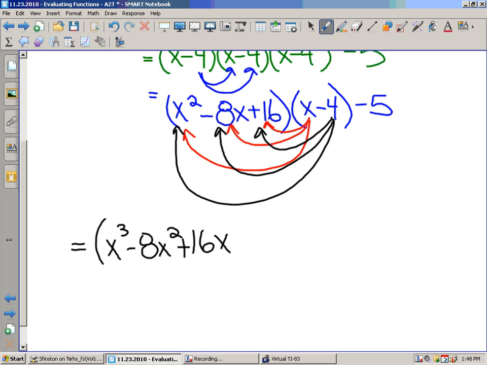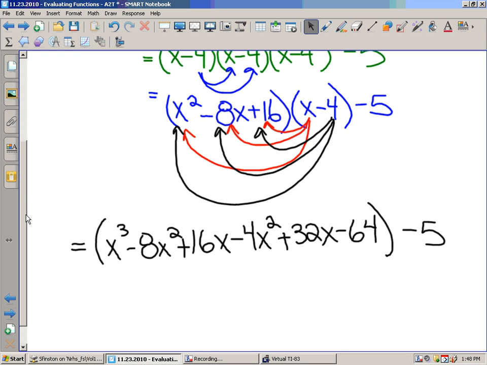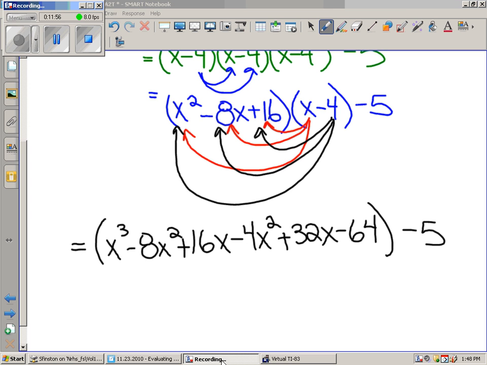And then we got the 4 going on. 4 times x squared is negative 4 times x squared. So that's going to be negative 4x squared plus 32x minus 64 in parentheses and then minus 5. Look at all that work. That is some serious work we got going on here. Where are we in terms of time? We got plenty of time. We're doing good.